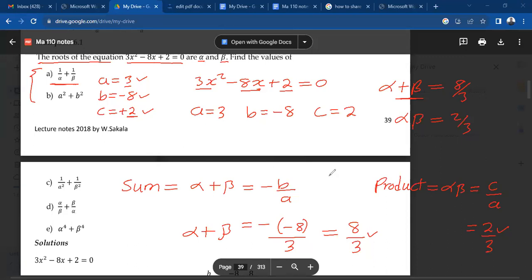Let's now go to the question. So I've explained how to get the product and the sum. And I've mentioned it, as long as the question is asking you to do that, you have to always begin with the sum and the product.